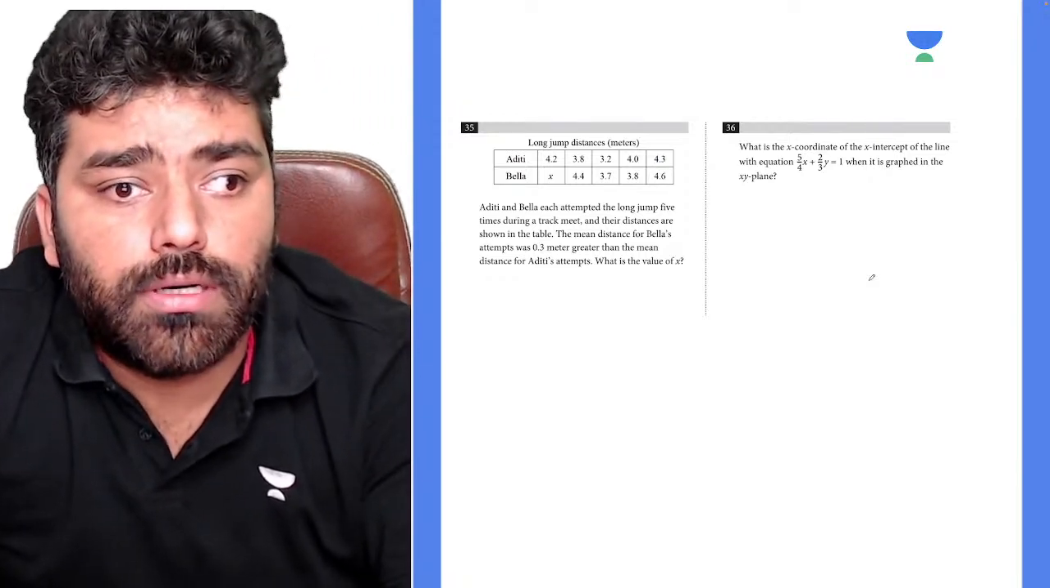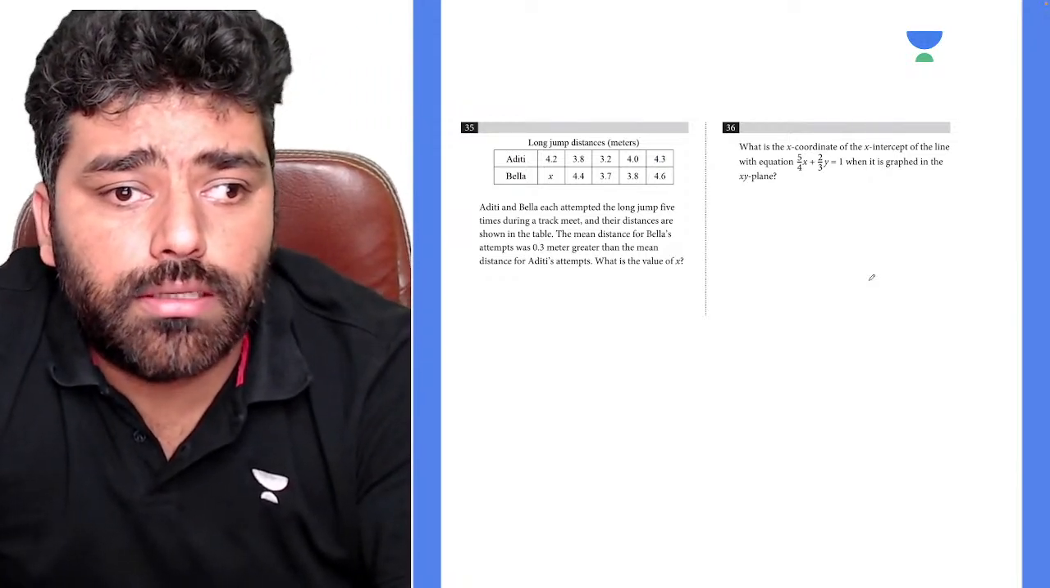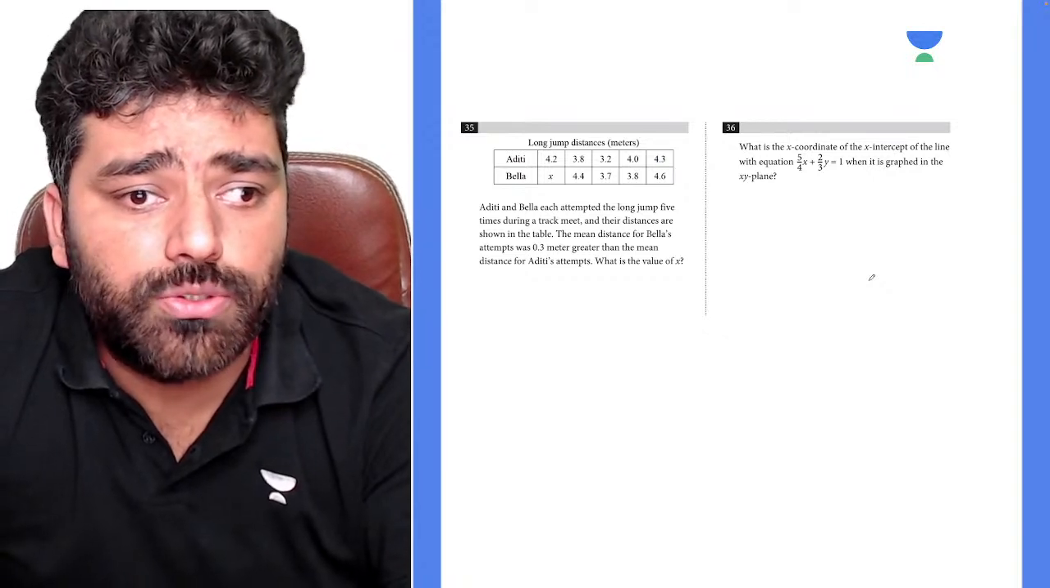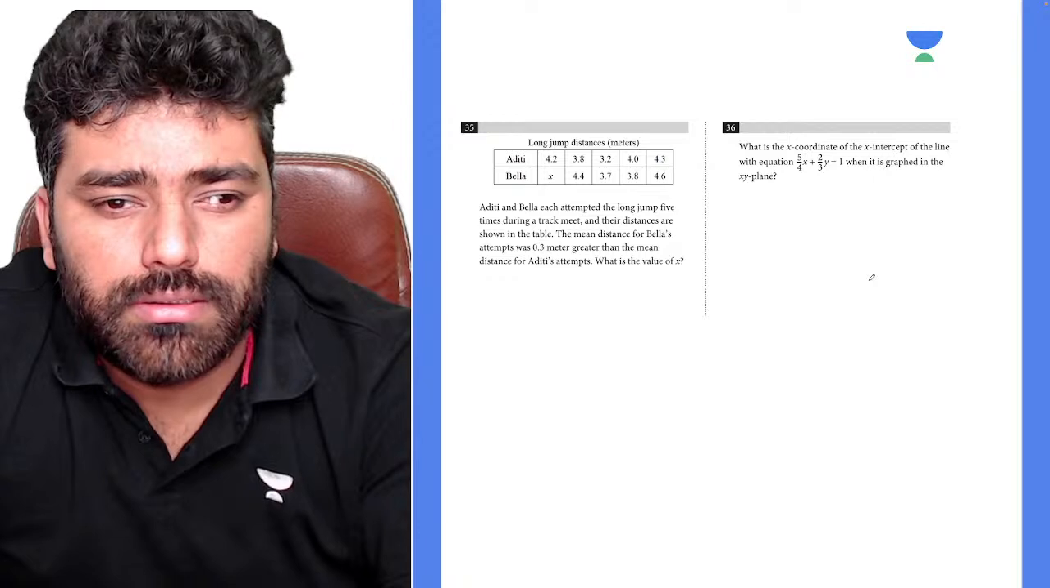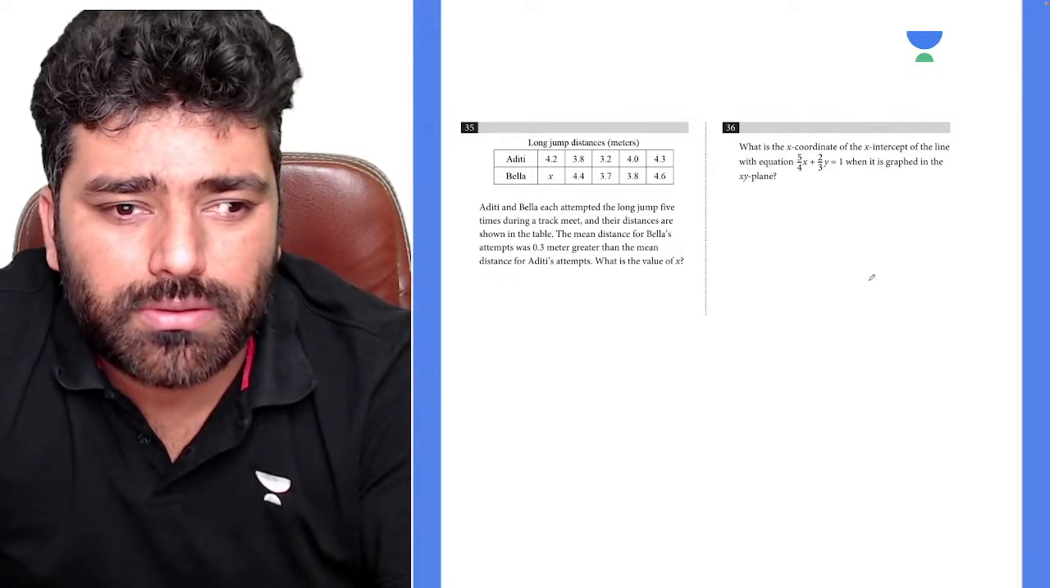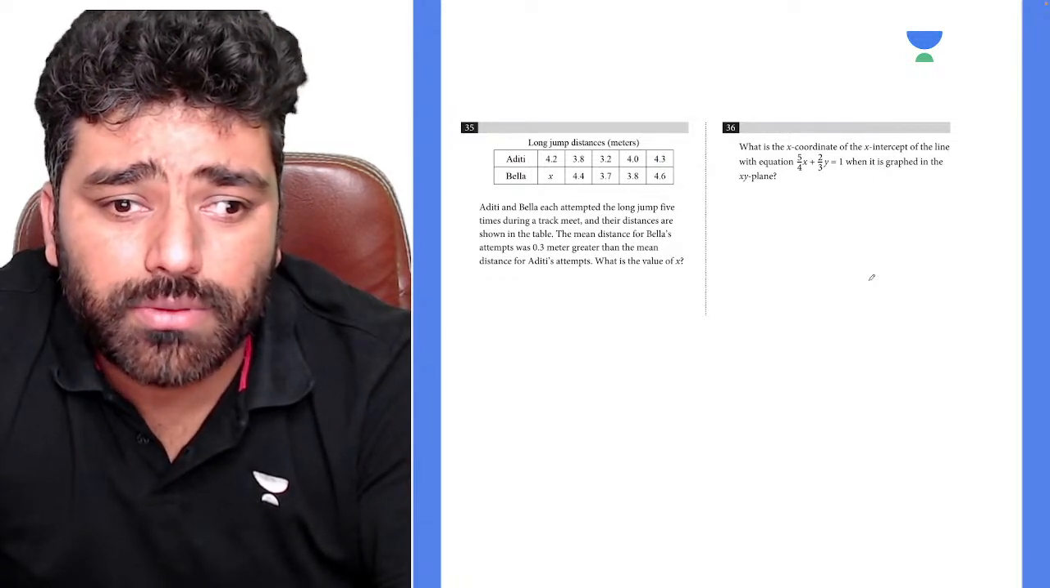So long jump, we have Aditi and Bella, each attempted the long jump 5 times during a track meet. Their distances are shown in the table. The mean distance for Bella's attempts was 0.5 meter greater than the mean for Aditi. What is the value of x?